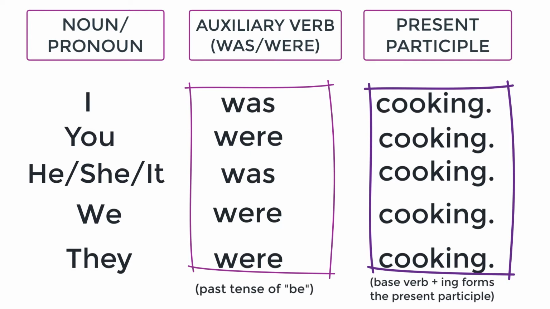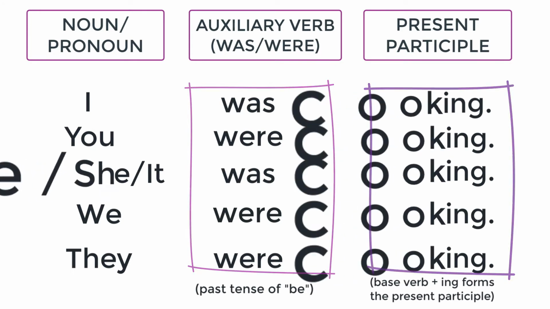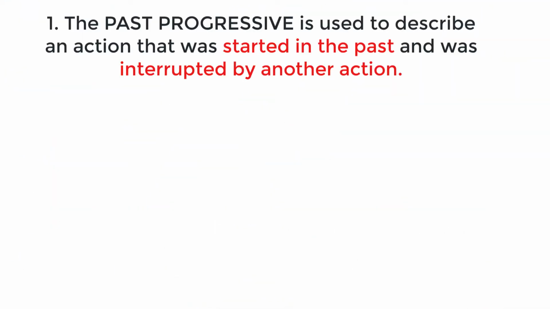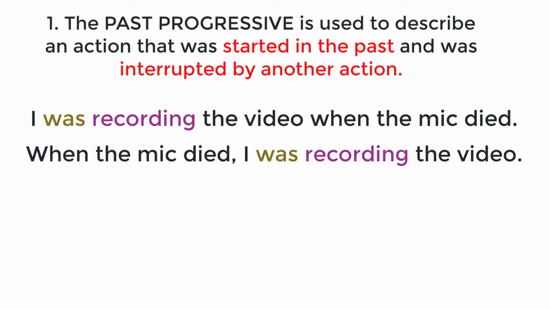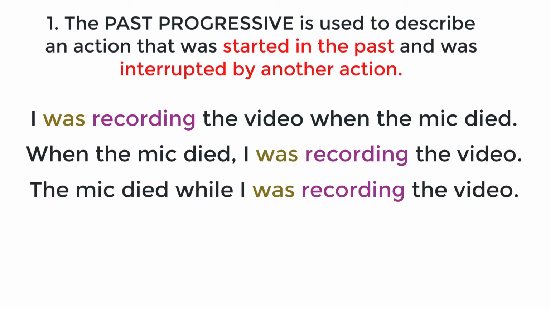Let's look at some examples of the past progressive tense. In these examples, we will describe an action that started in the past and was interrupted by another action. I was recording the video when the mic died. In this sentence, we have the affirmative, or we can say, when the mic died, I was recording the video. The mic died while I was recording the video. Notice that these three sentences mean the same thing.